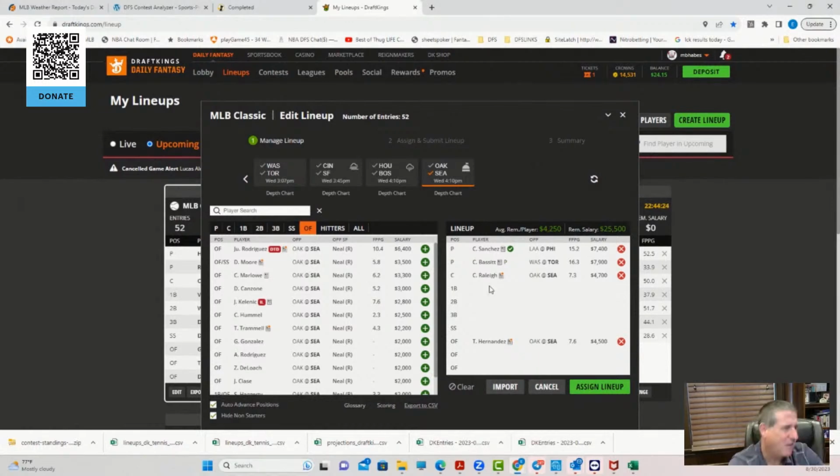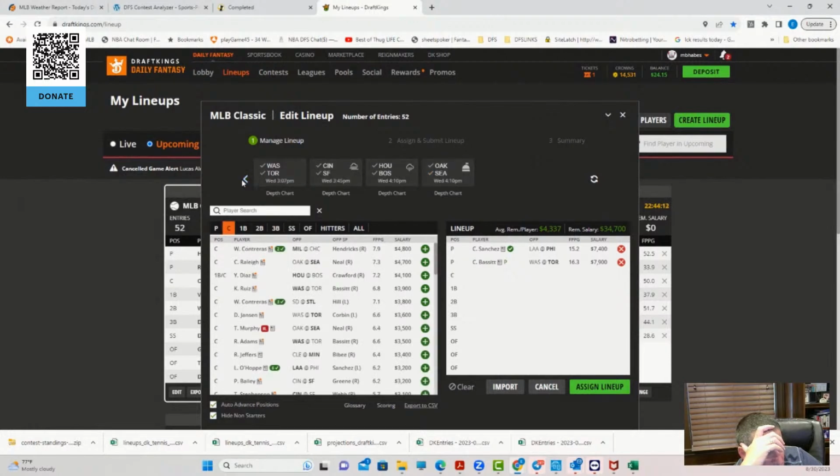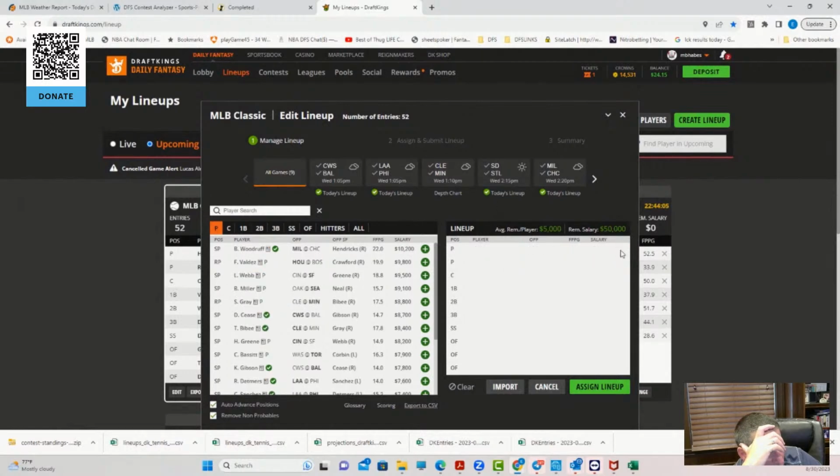That's the thing about Seattle, though. I've been saying this: playing them against righties is not as easy because you don't get to play these righties with impunity. So I don't think Seattle's going to be the way to go. So for me, hand building, probably something like Philly would make the most sense.